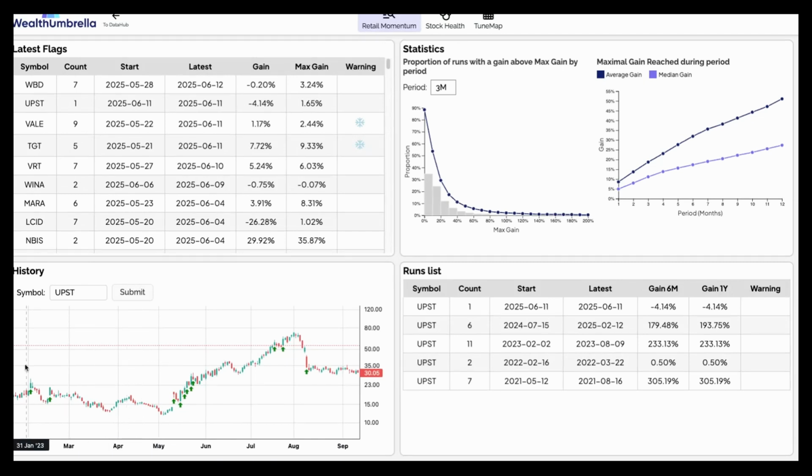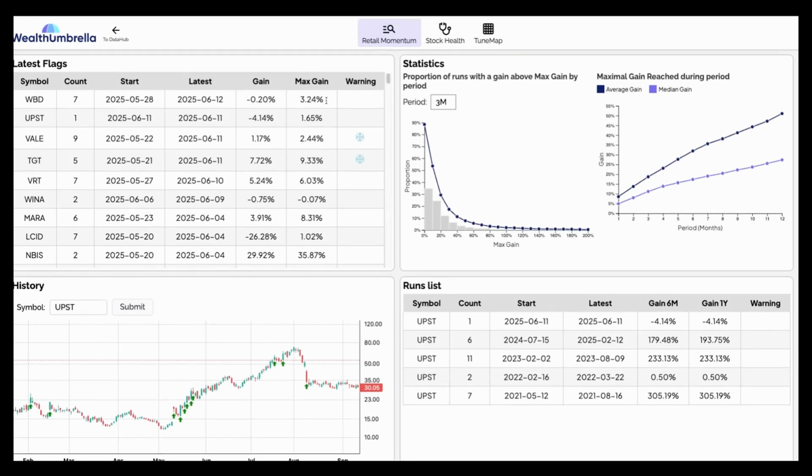Because it's all one big trade, and each flag is increasing our confidence or showing how exhausted retail maybe is as it keeps jumping in. So that's why we package it into a single run. And what this does is, in the latest flag section that we can see up here, each line on this table is a run in itself.